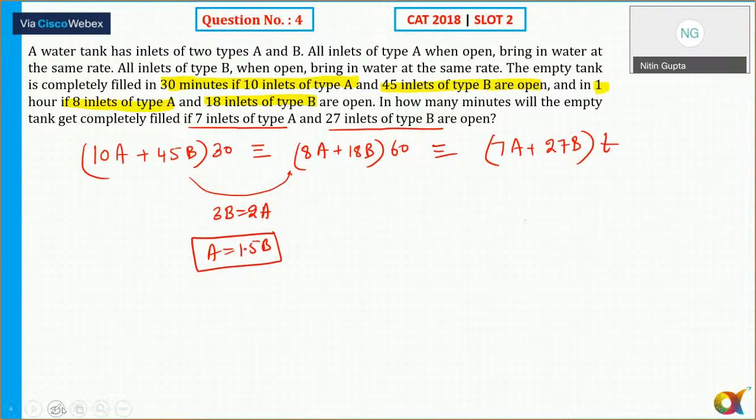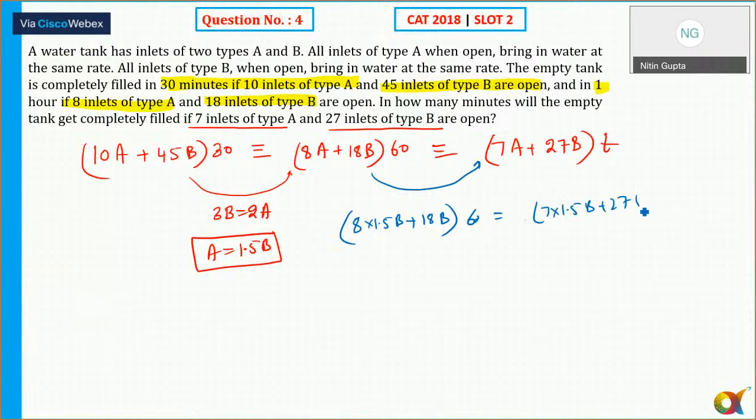Now, substitute the value of A equal to 1.5B in these two. So here 8 into 1.5B plus 18 into 60, which is equal to 7 into 1.5B plus 27B into T. Now, again, B will in any case get cancelled. Now, you just need to solve. If you solve this, you'll get the answer, which comes out to be 48. The value of T will be equal to 48 minutes.